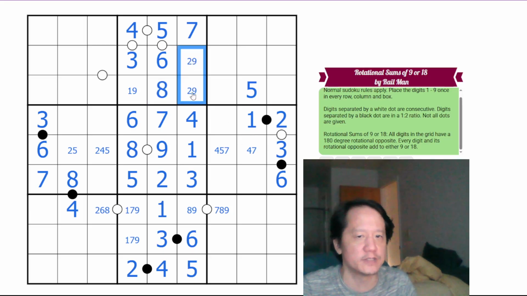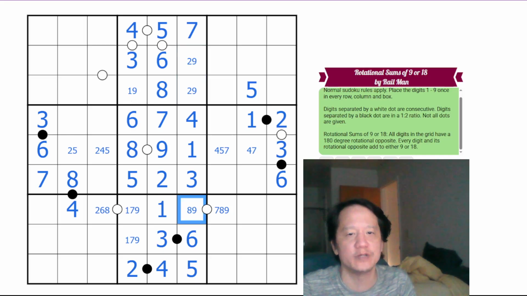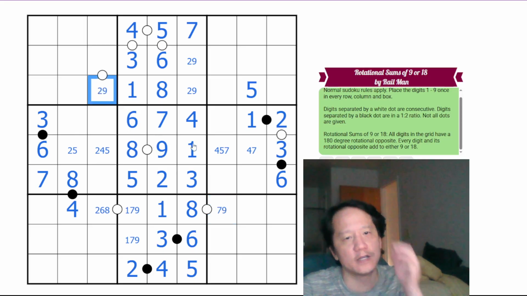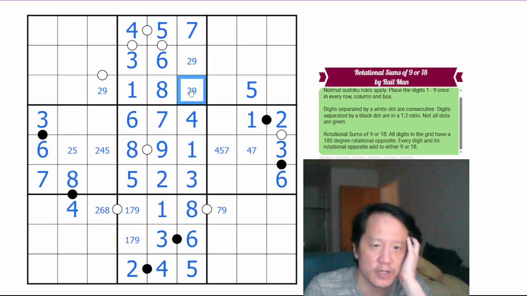It's 2, 9 as a pair, which eliminates 2, 9 in the rest of the column. So this can't be 2 or 9. It's 8, which adds up with the 1 to add up to 9. And this must be 7 or 9. If this is 7, this would have to be 2. If this is 9, it would have to be a 9 here. So this is a 2, 9 pair here.